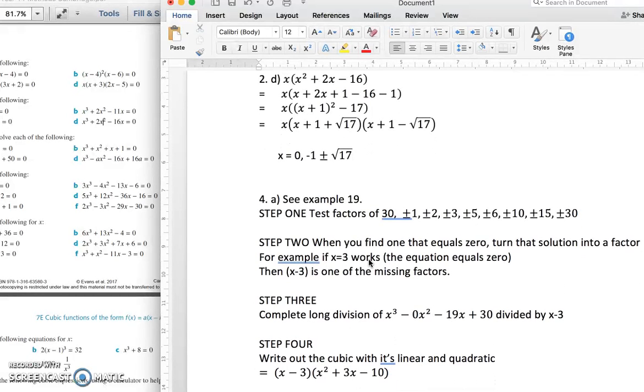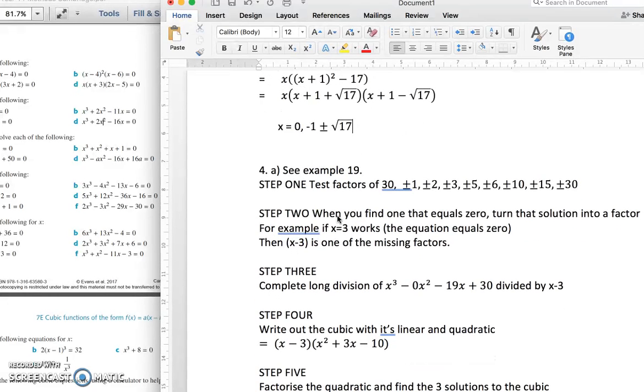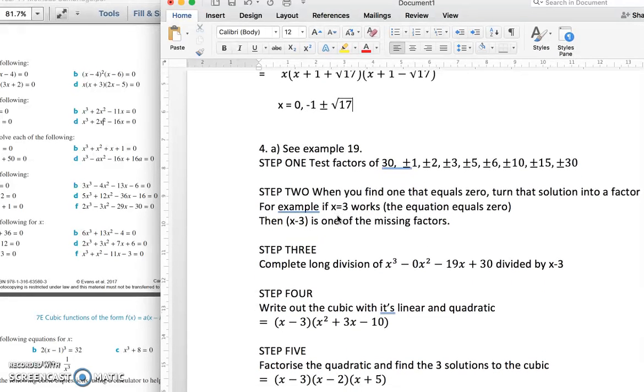Okie dokie, moving on to question 4. Question 4 is the whole caboodle. So we are solving a cubic. If we're looking at 4a, feel free to pause it and see if you can do some on your own. Step 1 is to look at the constant at the end of the cubic, which is 30. We know that the factors are going to multiply to equal 30. So possible factors as solutions that we could try are +1, -1, 2, 3, 5, 6, 10, 15, and 30. All the numbers that multiply to equal 30.